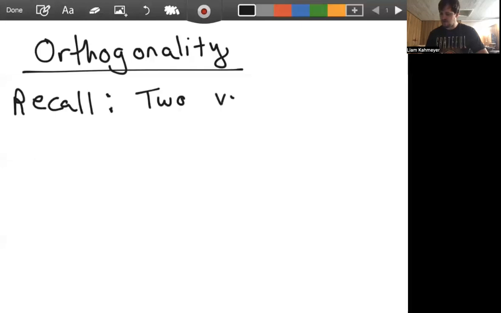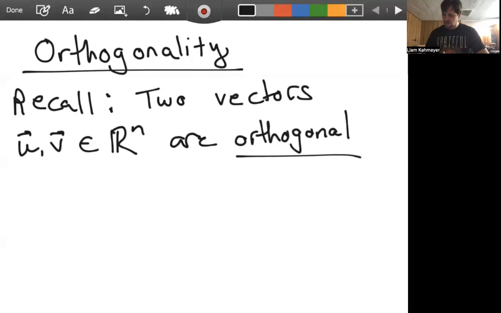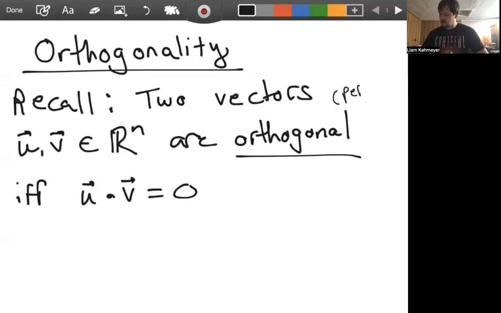Two vectors, let's say U and V in Rn, are orthogonal if and only if their dot product is 0. And why is this the case? Well, orthogonal, if you'd like to think about it this way, you could just think about it as perpendicular.